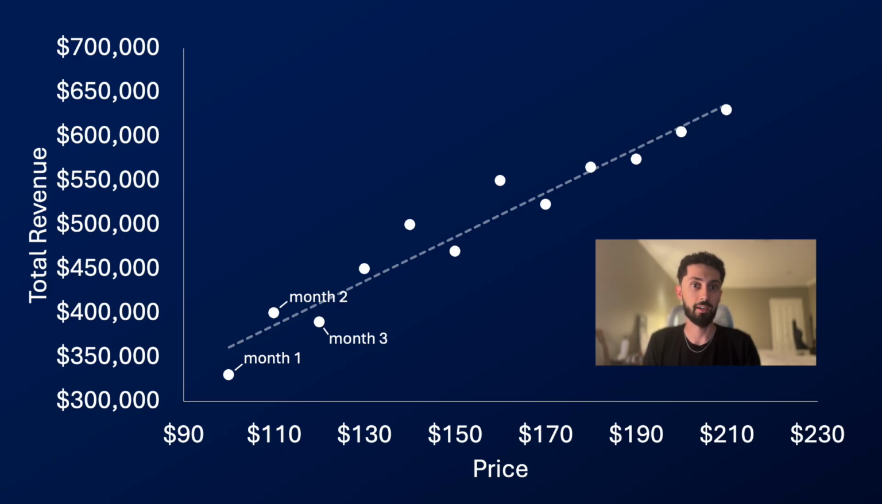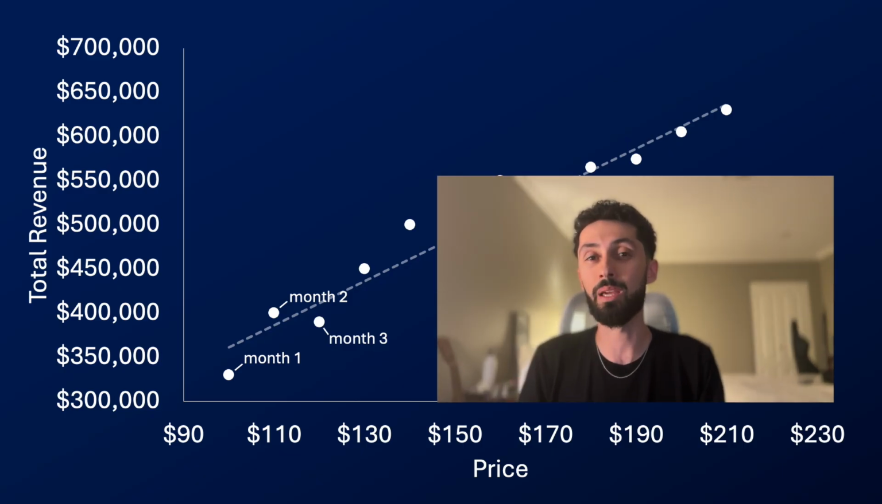While it looks like higher price is causing higher revenue, in reality, maybe the reason this is happening is because, well, your product has been out to market for a longer period. Maybe more people have heard about it. The marketing campaigns have gotten better. So this is an example where you see a very strong correlation, but it doesn't necessarily mean that there's a causal link between the price and the revenue.